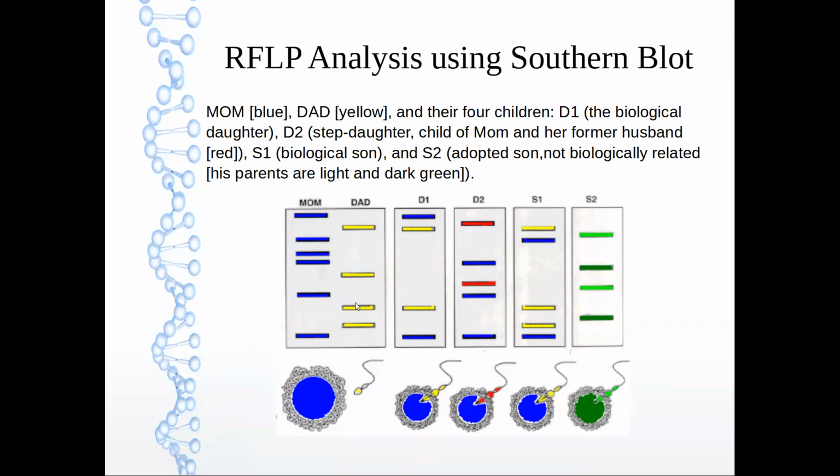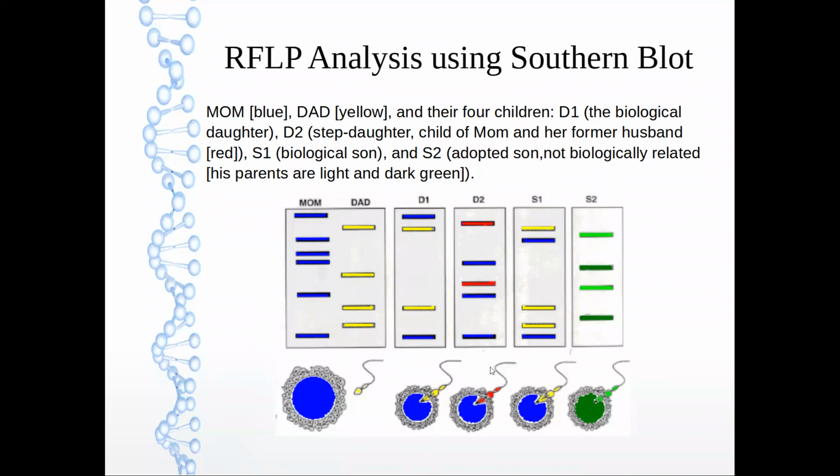It doesn't necessarily mean that all of the bands from the dad must be seen on the daughter. It's just that all of the bands that are in the children must be seen on either of the parents. Now, if there's a band that is not seen on either one of the parents, that person is not related to a parent, or there is something else going on here.